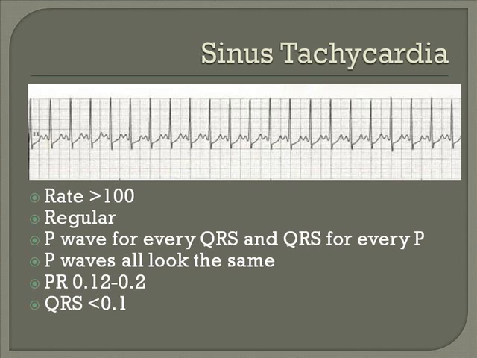You see all the P waves are consistent, they are in there, and you are able to measure out a PR interval and a QRS, and they all fall within defined limits. This is, again, can be a normal heart rate if your patient is active, if they're actually up walking around. This is a normal response to activity.